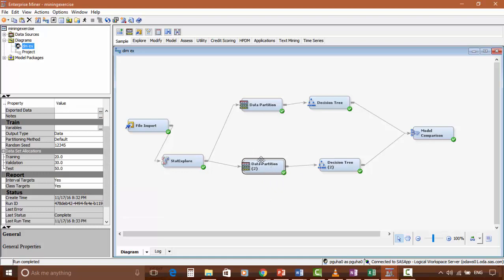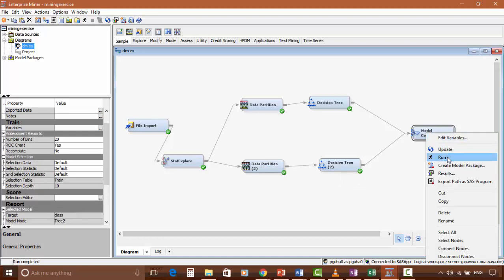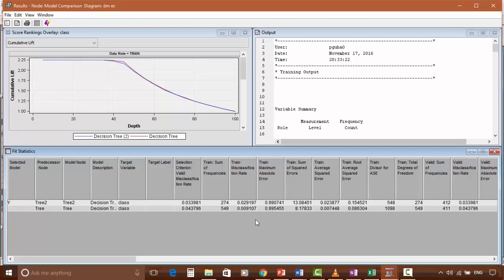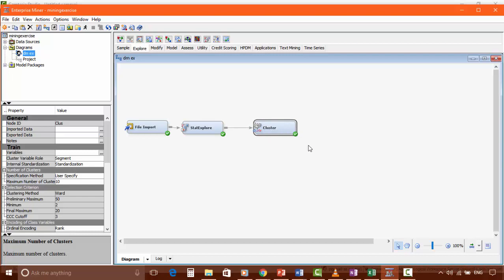Both data partitions are sent to a decision tree, and then we are comparing both the models. After comparing, we see that the misclassification rate is less in the decision tree where the training data is higher. We can also see the lift has changed a bit in both decision trees. So we can conclude that the decision tree which has the higher training set is better than the decision tree with the lower training set. So the next concept we will be learning is clustering.